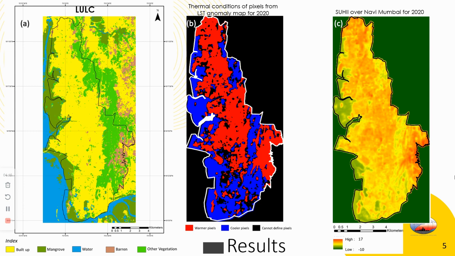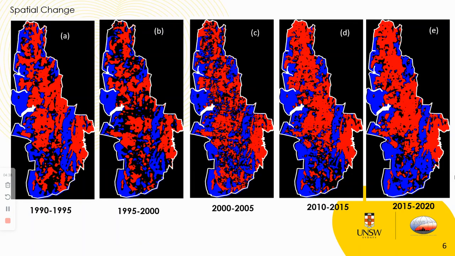The red spots mark the heat pockets within the city, and the blue ones mark the cooler areas. It's interesting to see that the southern portion, which has more built-up area, is still showing a cooler side. So there is something interesting happening there, and the same result can be seen in the SUHI pattern as well. Now, this is the spatial growth.